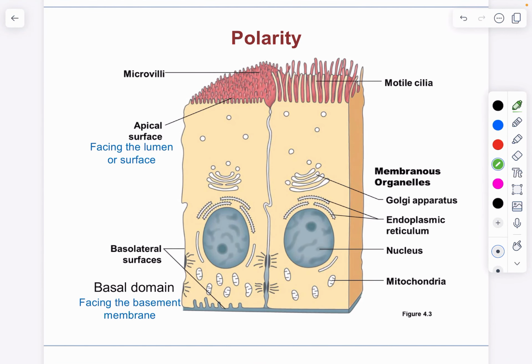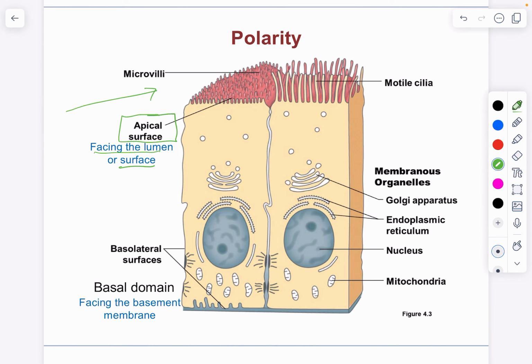All right, so what polarity is referring to is the idea that there is a top and a bottom to a cell. It is not just random, okay? So the top of the cell in this particular case is here, and it is referred to as the apical surface. This is the side of the cell that is either facing the surface, such as on the skin, the side of the cell that is facing upward is the apical surface. It is also the side of the surface that is facing the lumen.